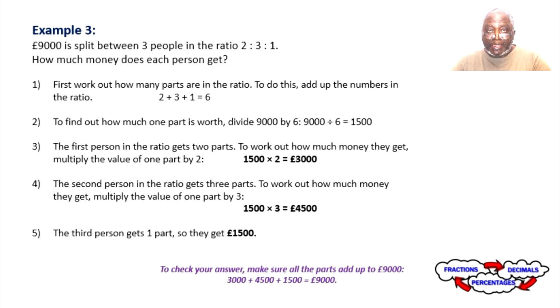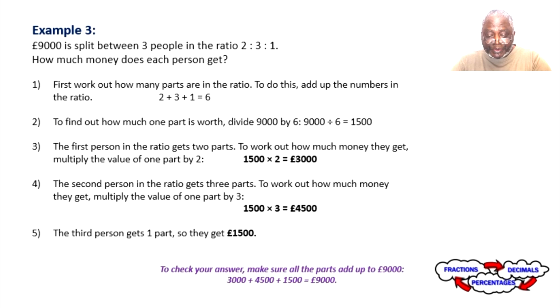So you divide 9,000 by 6, which is 1,500. The first person in the ratio gets 2 parts, so you multiply 1,500 by 2, which is 3,000. And then the second person gets 3 parts, so you multiply 1,500 by 3, which is 4,500. And the third person gets 1 part, which is 1,500.